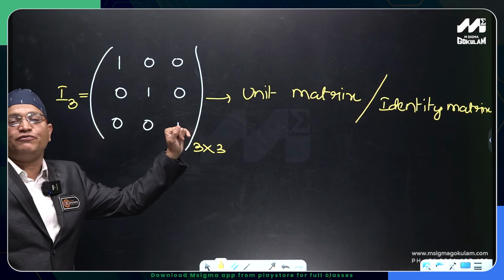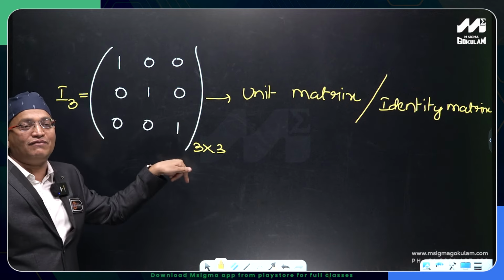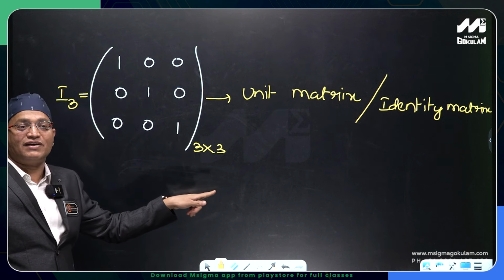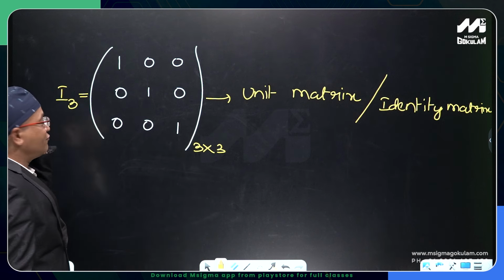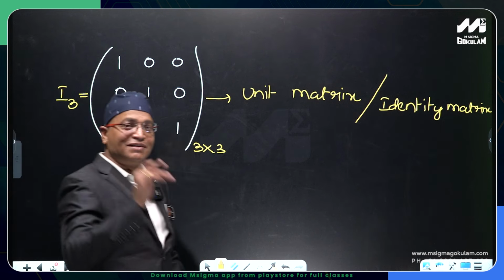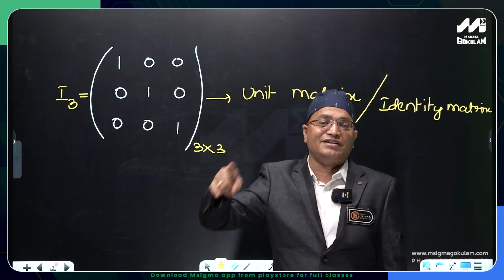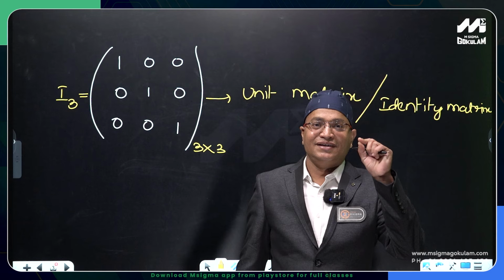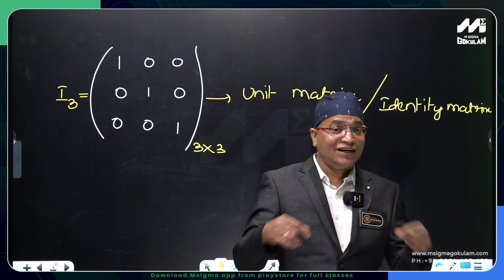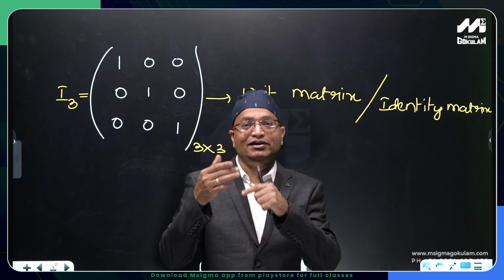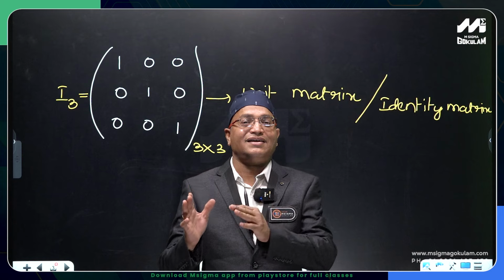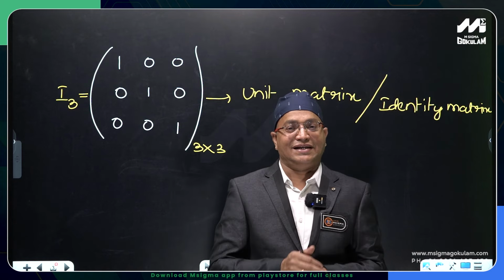Suppose if it is a 4 by 4 matrix, another row, another column will be there, another diagonal element 1 will be there. Then I4 I write. If it is n by n matrix, n rows, n columns will be there. All the diagonal elements are equal to 1. Like that, n elements will be there. I n by n or I n, like that we write.